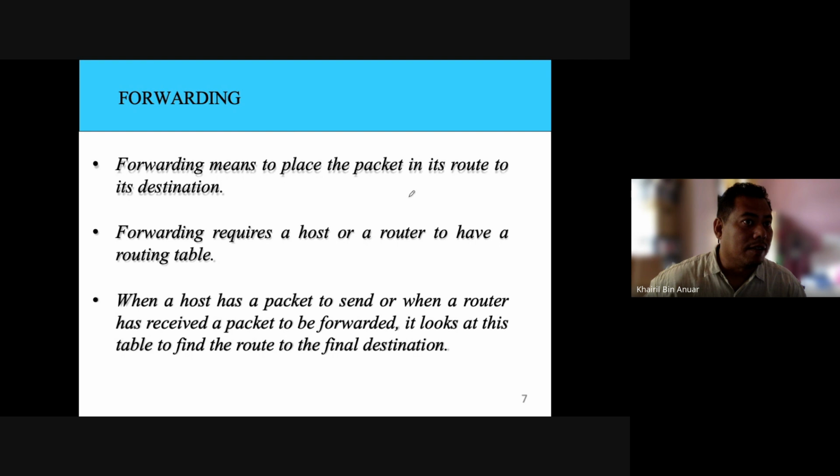Okay, so when the host has a packet to send, and when the router has received a packet to forward, it looks at this table to find the route to the final destination. In these temporary or intermediate devices, perhaps it doesn't directly give you all the destinations. But the very basis is that it will define where to go next for that router to reach the end destination. That is where we say, what is the next hop.